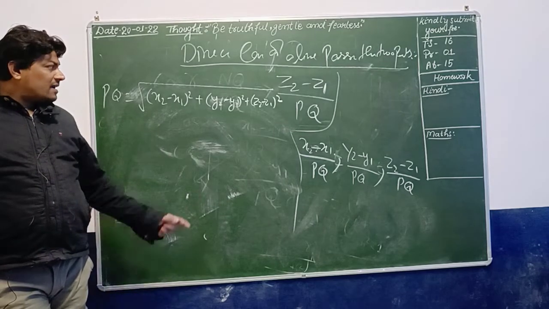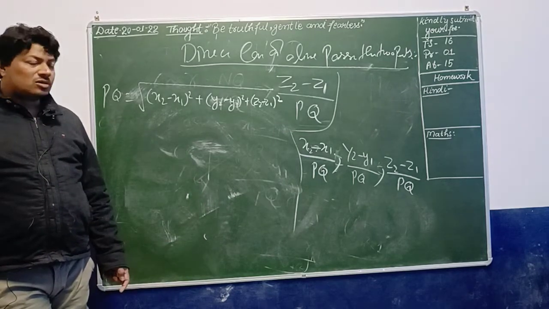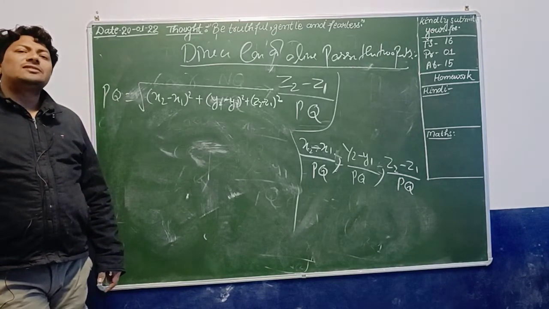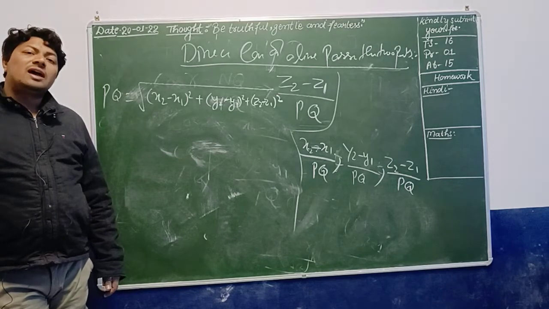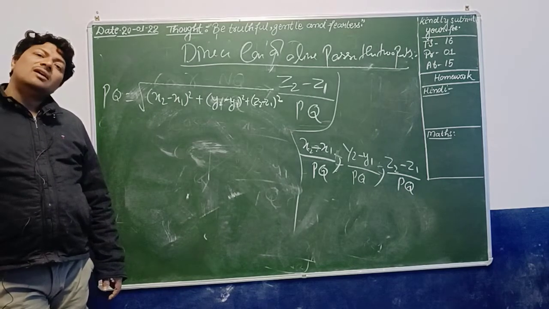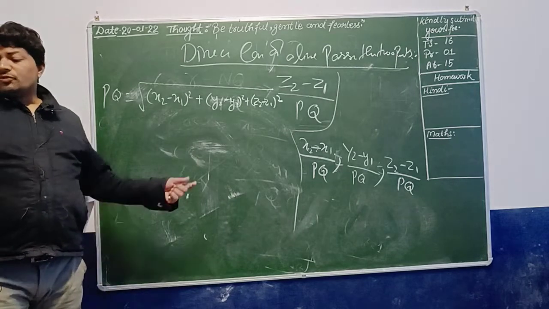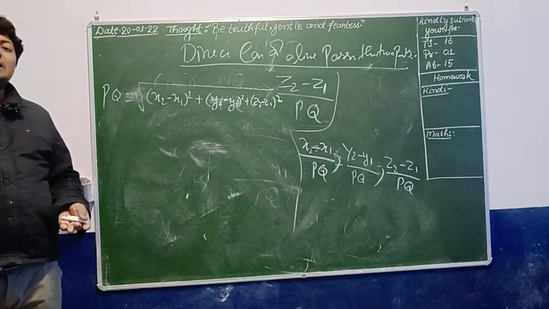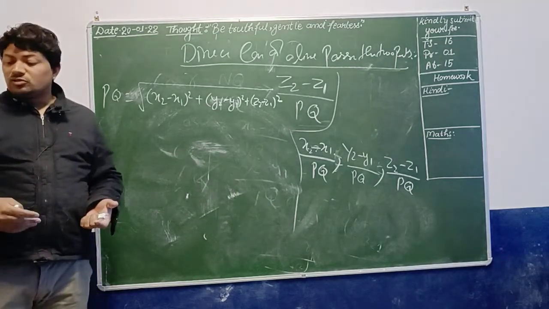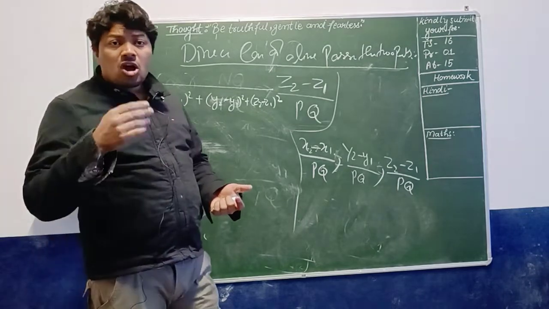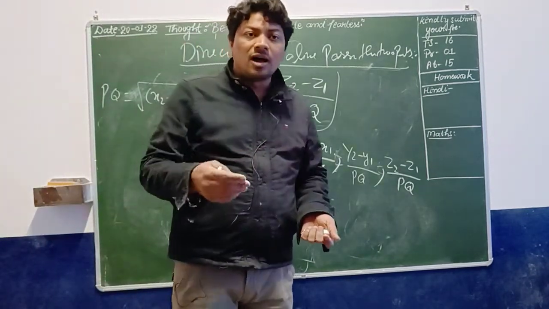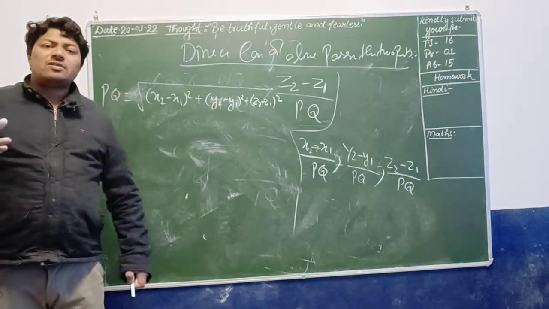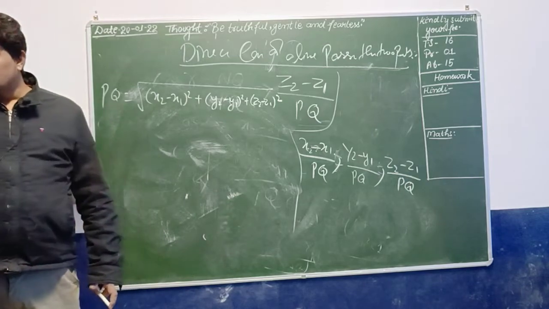Is it clear? As I told, the value of PQ is root of (x2 minus x1) whole square plus (y2 minus y1) whole square plus (z2 minus z1) whole square, like x square plus y square plus z square under the root. Clear? So the direction ratios of the line segment joining P and Q, with points (x1, y1, z1) and (x2, y2, z2), may be taken as x2 minus x1, y2 minus y1, z2 minus z1, or x1 minus x2, y1 minus y2, z1 minus z2.